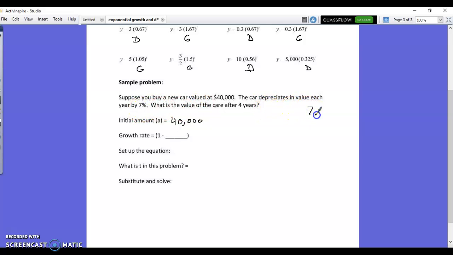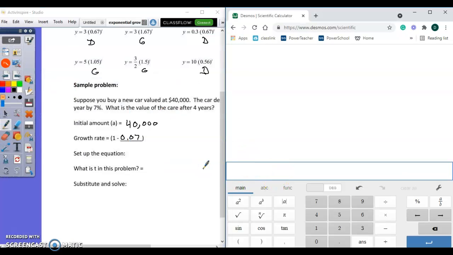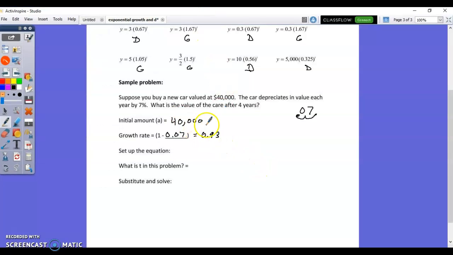So again, 7%, we move the decimal place over twice and fill it with a 0, so it's 0.07. When we type into our calculator 1 minus 0.07, that gives us 0.93. So our growth rate, or our B, is going to be 0.93. That's what we're going to put into our equation. Here's our A, here's our B. Our equation is Y equals 40,000 times 0.93 to the X or T power, whatever you're going to use. T in this problem would be 4, because that's our time, after 4 years. So we put that in for our x and we solve.